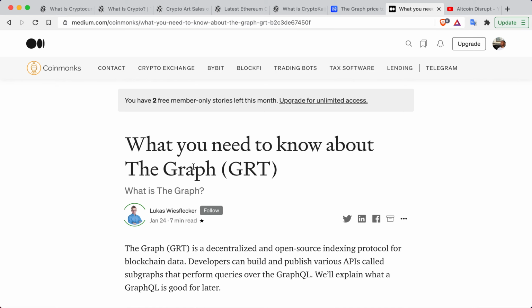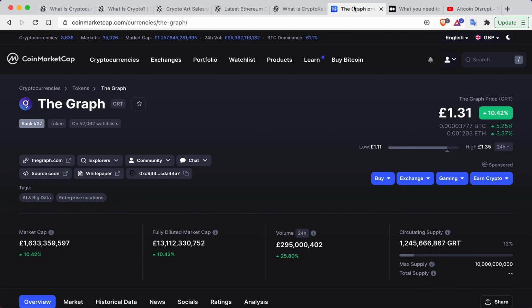Today we'll be talking about GRT, the graph. Now, this is an interesting cryptocurrency. It's a very interesting cryptocurrency. We're going to get into just how interesting it is. First, let's discuss the price. The current price for the graph is £1.52.